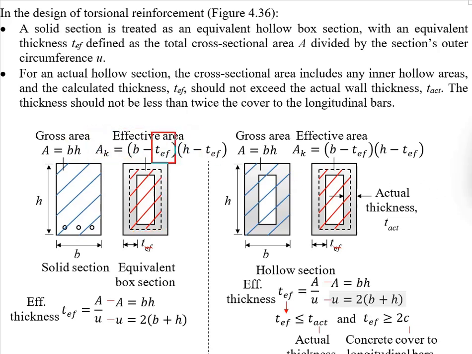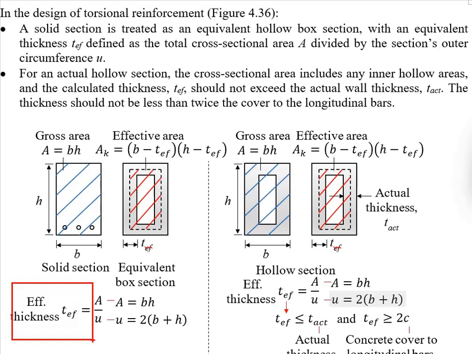Now the problem here is how do you get this effective thickness? This is calculated on the basis of this formula, which is a ratio of the gross area divided by its perimeter. The gross area is calculated by B multiplied by H, whereas the perimeter is B plus B plus H plus H, all four sides of the member.